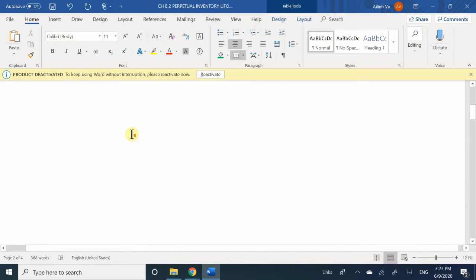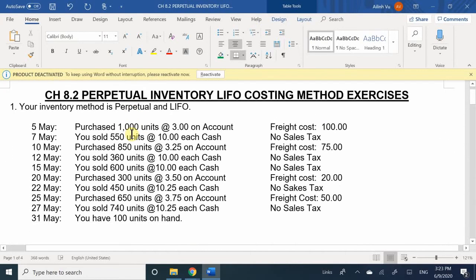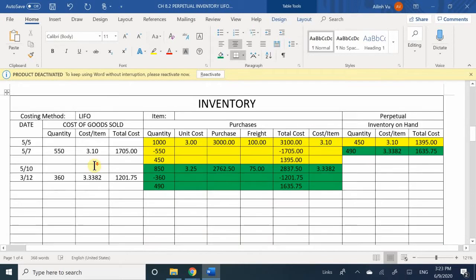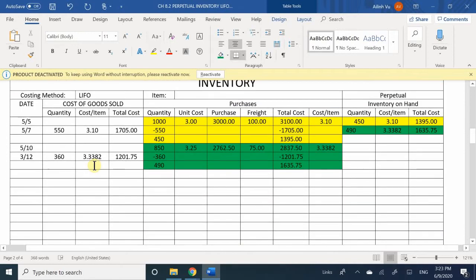So let's see what happened next. 15 May, we sold a total of 600 units at $10 each. Okay. So let's look at what we have left. We have 490 and we have 450. And we need to get to 600. So on the 15th of May, we need a number that's going to equal 600.